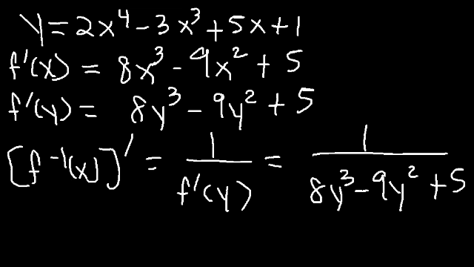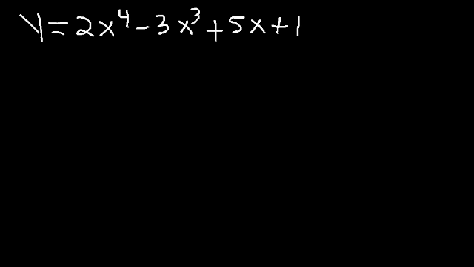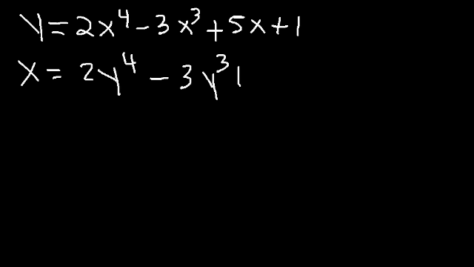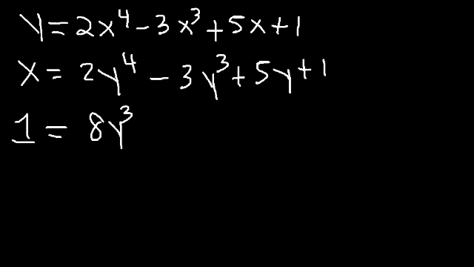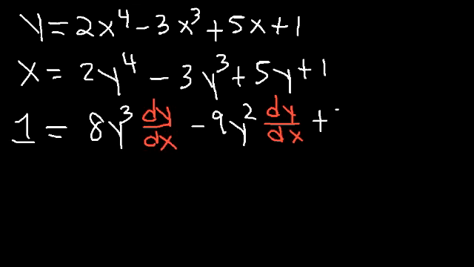Now let's get the same answer using implicit differentiation. So let's switch x and y. Now let's find the derivative of both sides with respect to x. The derivative of x is 1. For 2y to the 4th, it's 8y to the 3rd times dy/dx. And for 3y cubed, it's 9y squared times dy/dx. And the derivative of 5y is 5 dy/dx. And the derivative of 1 is 0.